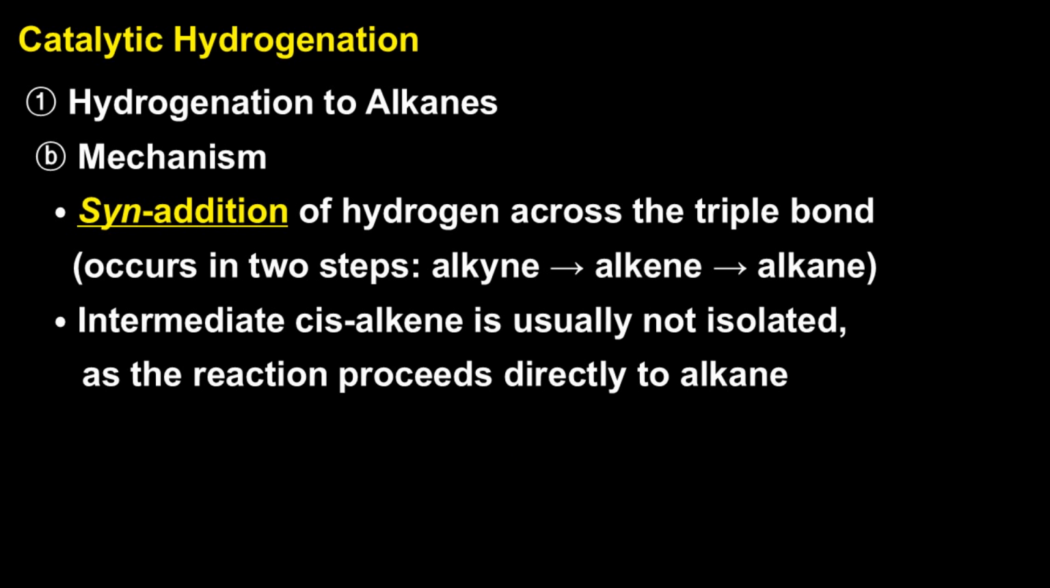Mechanistically, this reaction goes through syn addition, meaning both hydrogen atoms add to the same side of the molecule, either both from the top or both from the bottom. As the reaction moves forward, it goes from a triple bond to a double bond, and then all the way down to a single bond. Now technically, a cis-alkene does form along the way, but the thing is, the reaction doesn't stop there. That intermediate just keeps going and picks up another hydrogen right away. So in practice, we almost never see the cis-alkene on its own. What we actually see is just the final product, the fully saturated alkane.